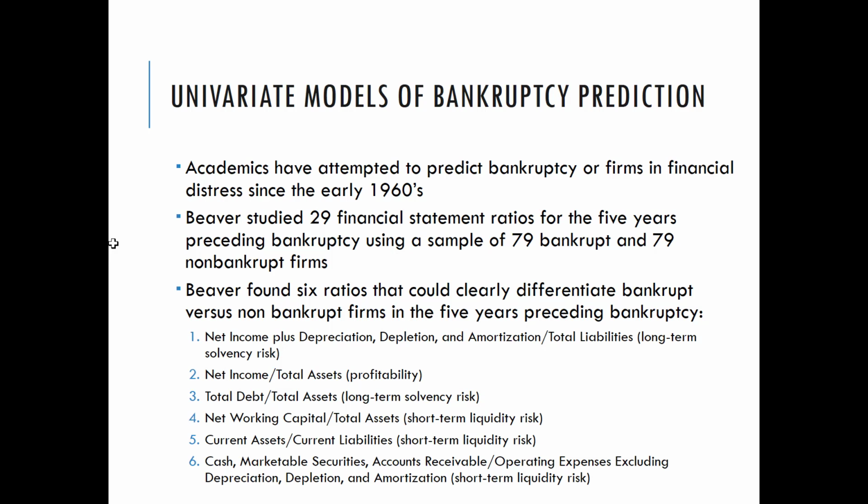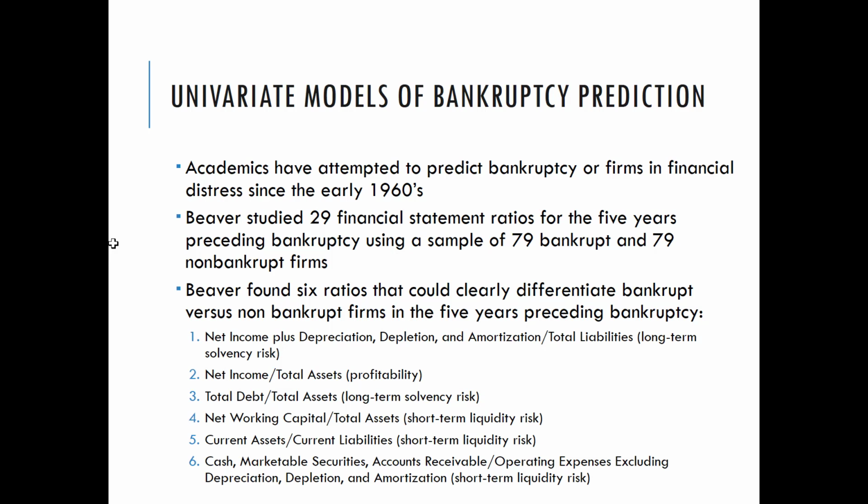One of the first studies, by Beaver, identified 6 ratios that he thought had a significant difference between firms that went bankrupt and those that did not. This provided one of the first evidence-based ways to try to differentiate between bankrupt and non-bankrupt firms. A lot of the ratios that Beaver identified are somewhat logical and rational. One of them is profitability, so net income divided by total assets, your return on assets, more or less. There's also total debt divided by total assets, so long-term solvency risk.